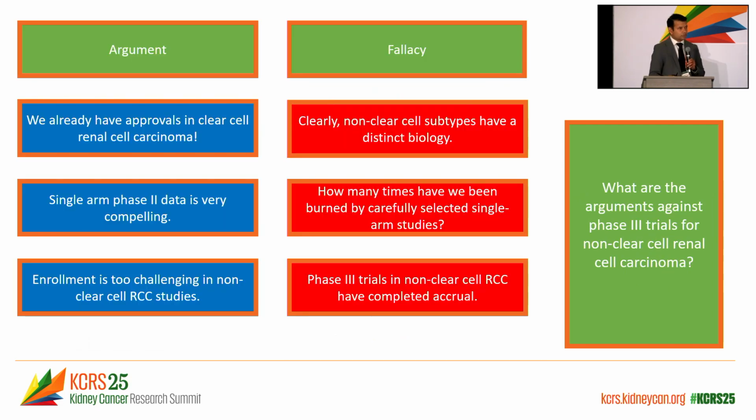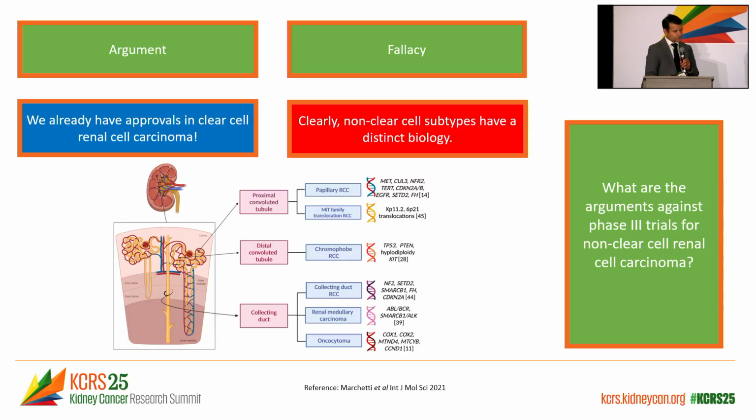So what are the arguments against doing big randomized trials in the context of non-clear cell renal cell carcinoma? I'll walk you through what I think some of the arguments are and perhaps what I envision as being some of the fallacies here. So the first is that we already have approvals in clear cell renal cell carcinoma. These are broad labels. We can already at this moment take these regimens and just throw them into patients with non-clear cell disease. I don't really need to spend much time making this argument.